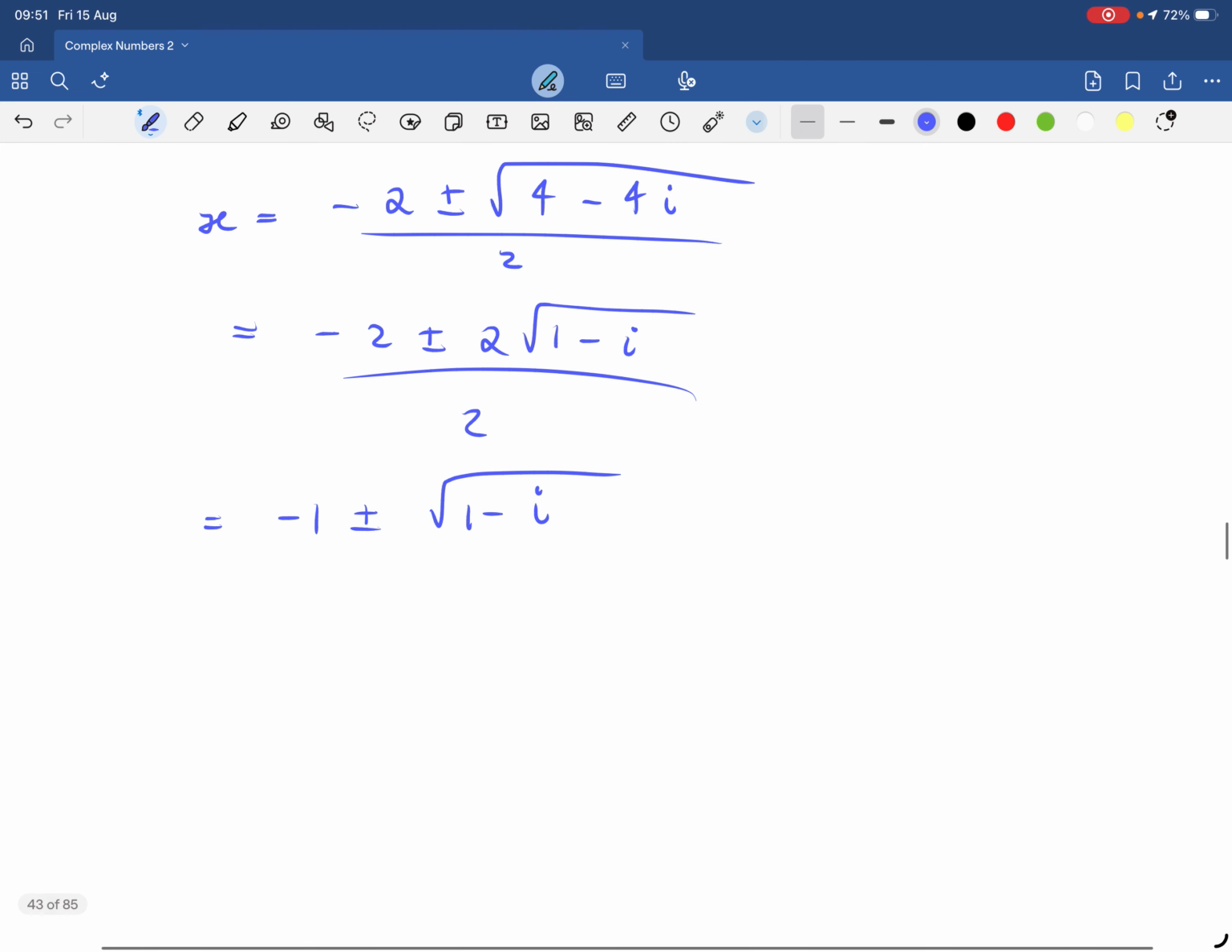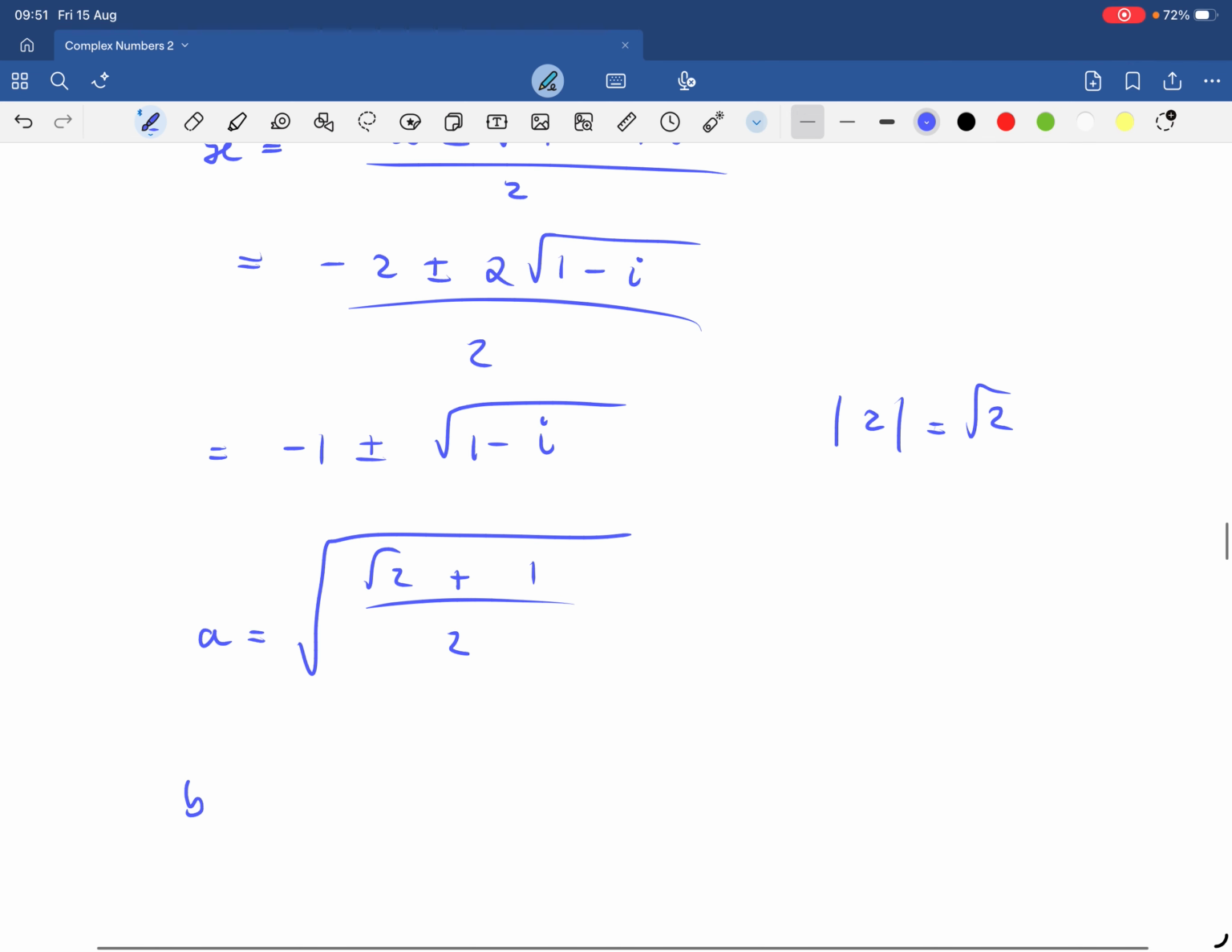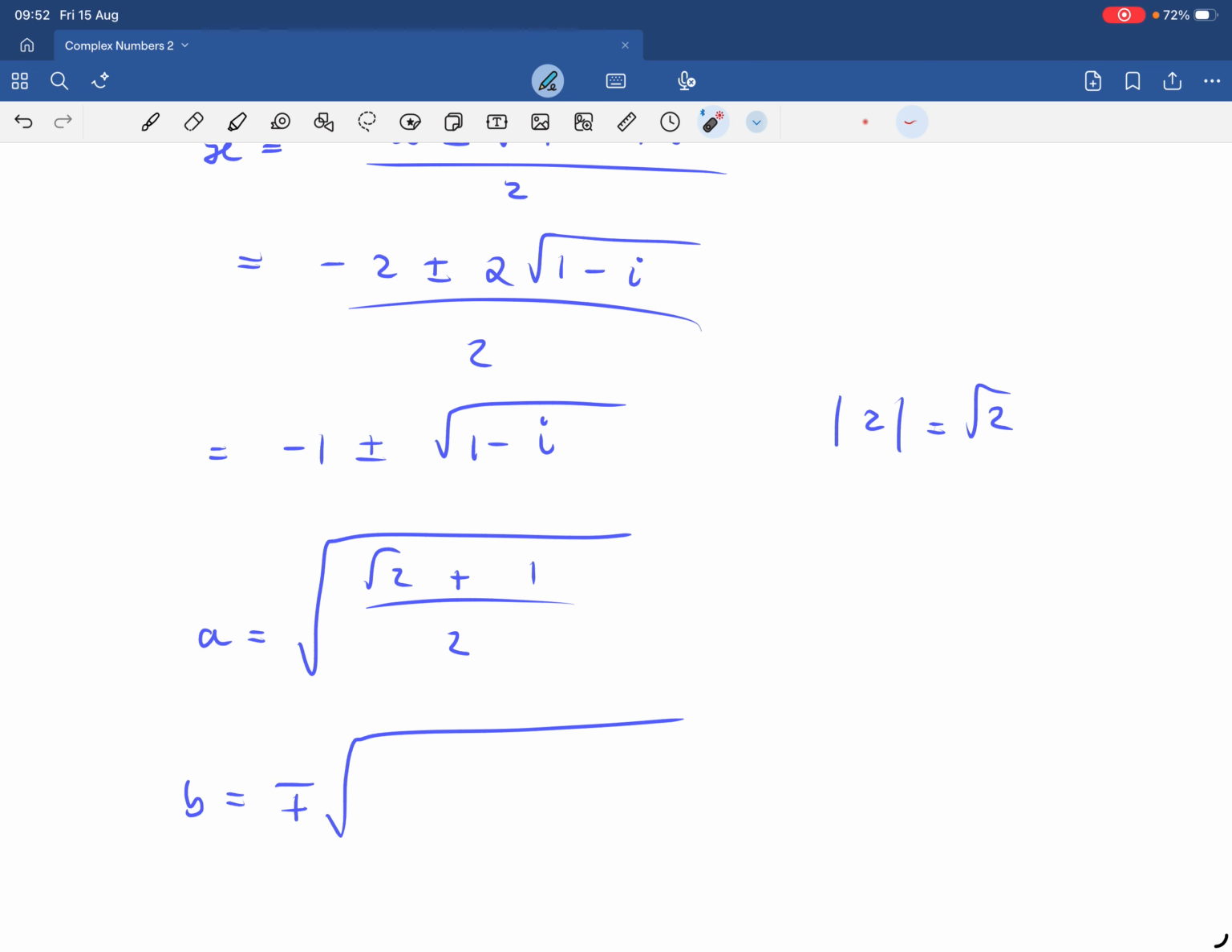And if we use our new formula, well, we've got a equals the square root of the modulus of z, which is root 2, so root 2 plus the real component of 1, over 2. And then b is plus or minus the sign of y. Now the sign of y is negative, so it changes the plus or minus to a minus plus. The square root of the modulus minus the real component over 2.